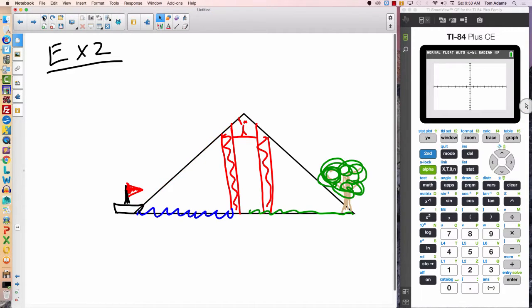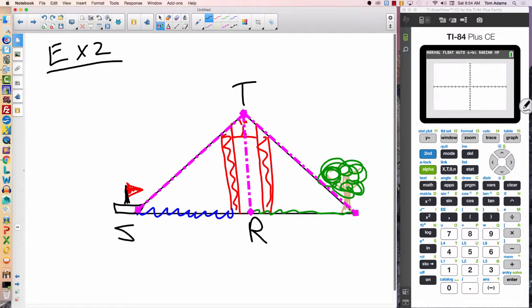Let me get this just right. So basically from here to here, we have this measurement, and then from here to here we have this measurement, and then this forms like 2 triangles. Right? And so let's label this as it's labeled in the book. We would have S, R, T, and then of course L.